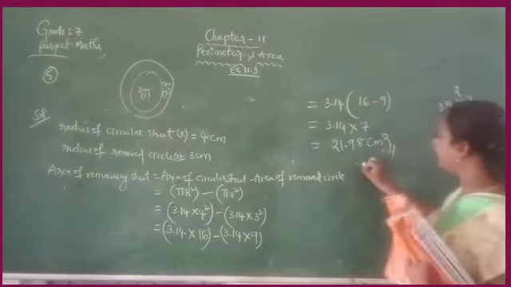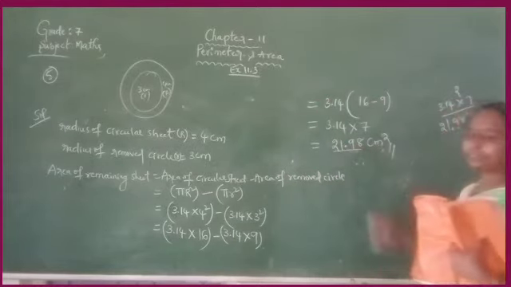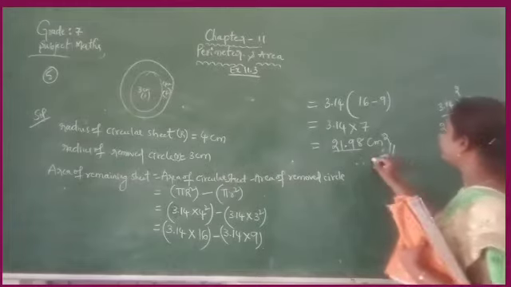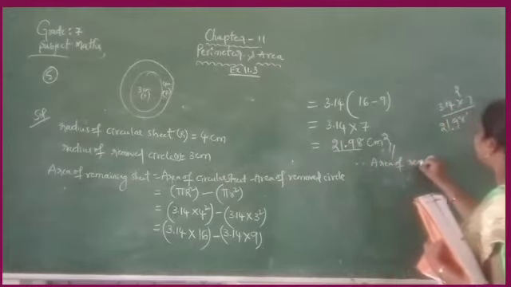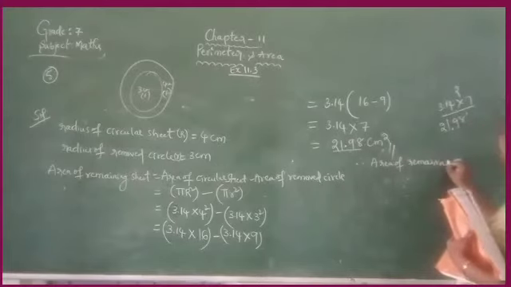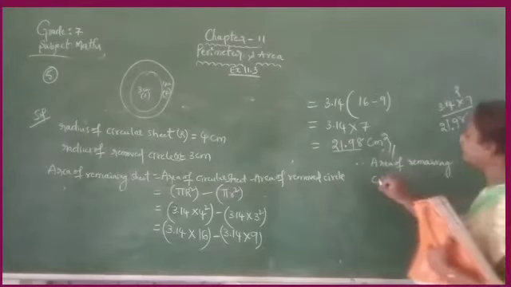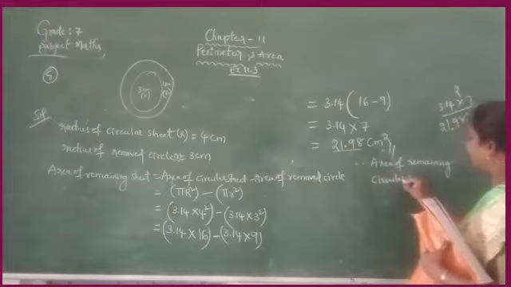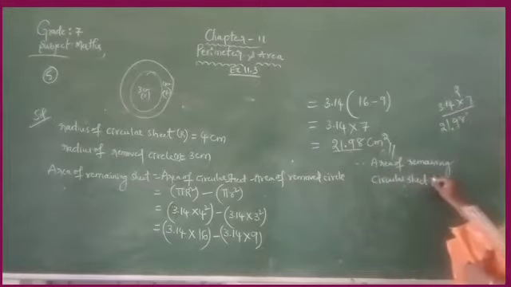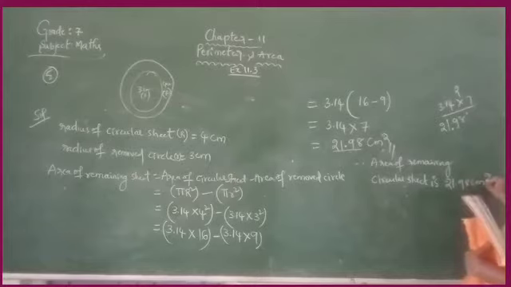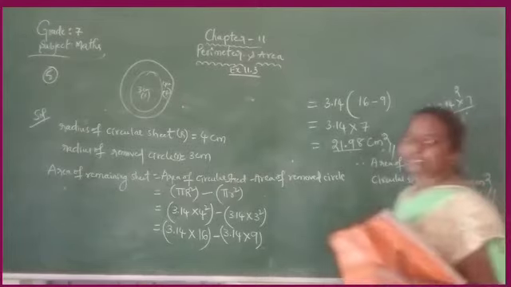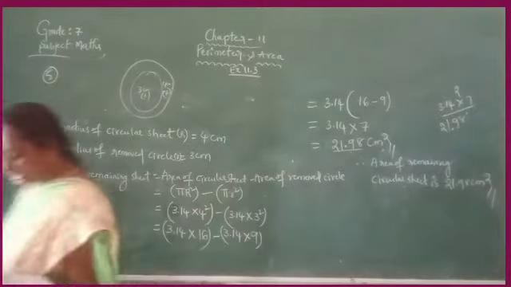Okay. So here he asked, find the area of the remaining sheet. So the remaining sheet is how much? 21.98 centimeter square. Therefore, area of remaining circular sheet is 21.98 centimeter square. Is it clear, children? Right?